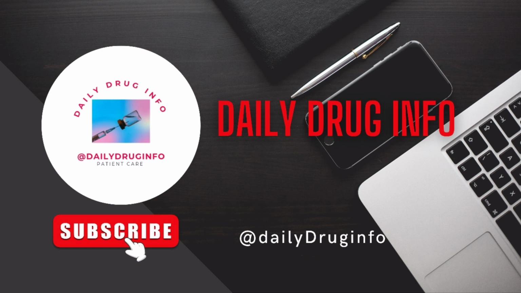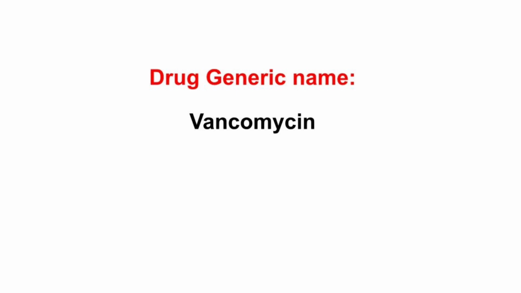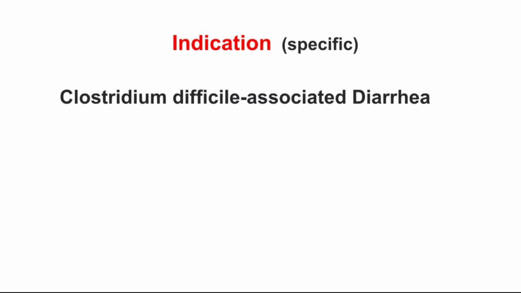Today I will describe the oral dose of Vancomycin. Drug generic name: Vancomycin. Its classification: glycopeptides. Indications are specific only to Clostridium difficile associated diarrhea.